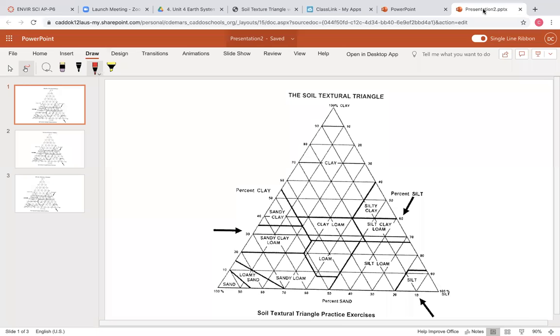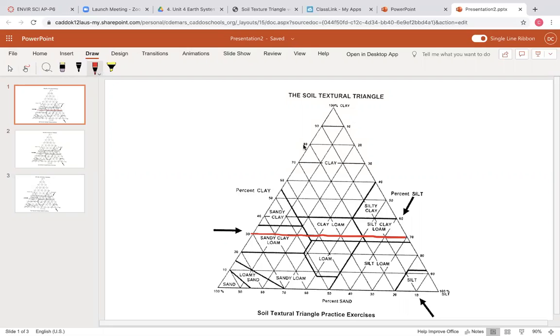So to read that on our soil texture triangle, the first thing it told us was that there's 30% clay. So if I come over here to the percent clay area, I have arrows on this soil texture triangle to help you know which direction to draw your lines. So for the percent clay, it said 30. So if we go over here along the side, we find 30%. So I would draw a line along this one to represent 30% clay.